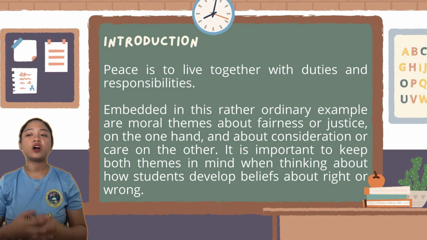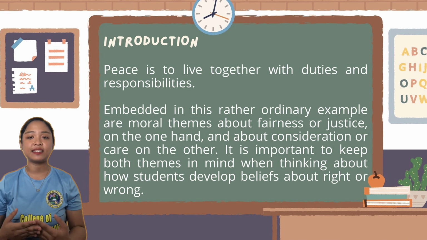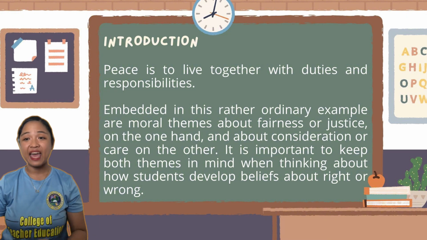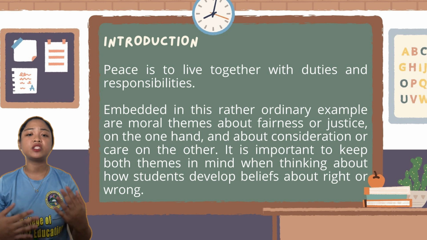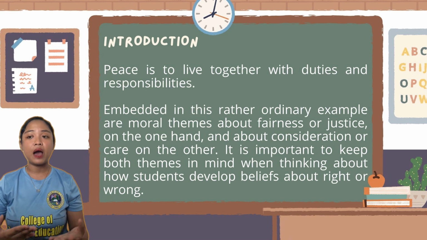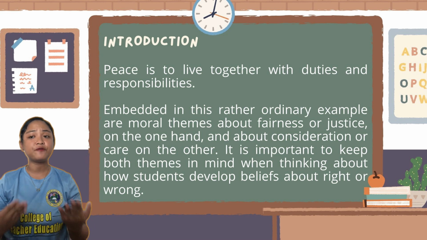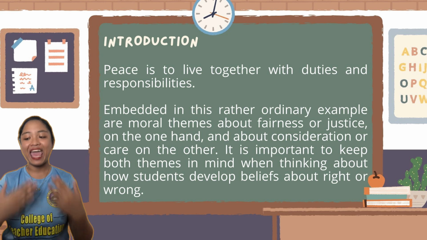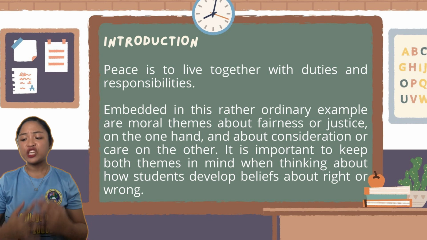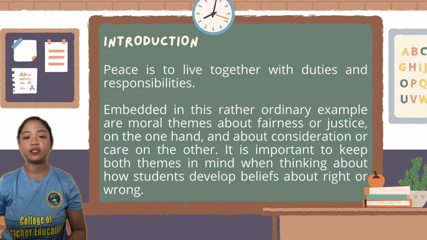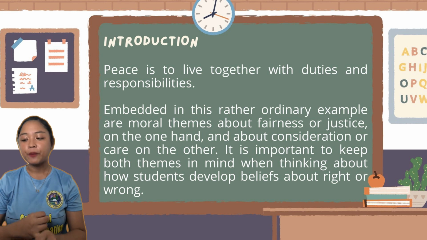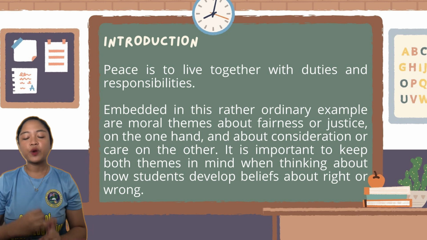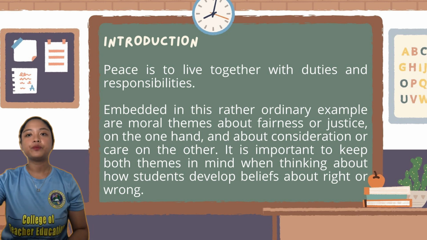Embedded in these rather ordinary examples are moral themes about fairness or justice on the one hand, and about consideration and care on the other. It is important to keep both themes in mind when thinking about how students develop beliefs about rights and wrongs. Working together and sharing responsibilities bring peace. This involves being fair, respectful, and caring toward each other.